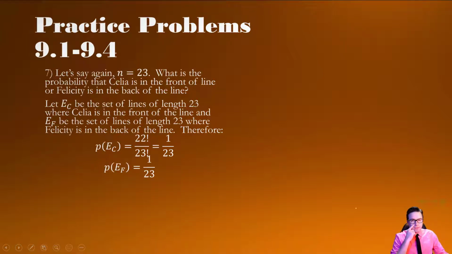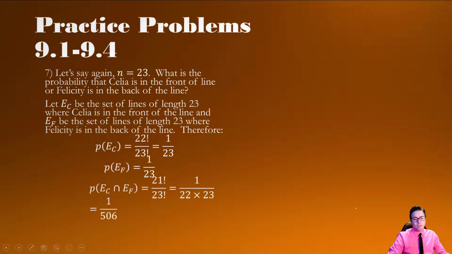All right. Now the thing is, this event space has both Felicity in the end and Celia in the front. So if we add these two together, then we're adding that overlap twice. So we've got to find out what that intersection is. So the intersection is where one is in the front and the other's in the back, right? And we just did this in number 5, right? This is the event for both of them at the same time. And we found that to be 1 over N times N minus 1, which ends up being 1 over 506 if N is 23, right?